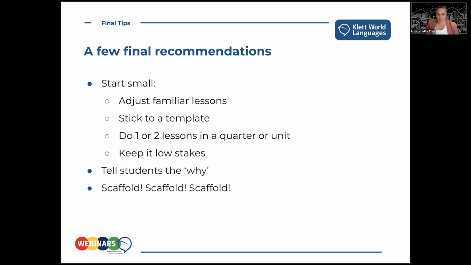And then my last piece is scaffold, especially for beginning learners. And that might be through sequencing small steps in tasks, and that might be by adding in supports like language banks or options to pick from, things like that.